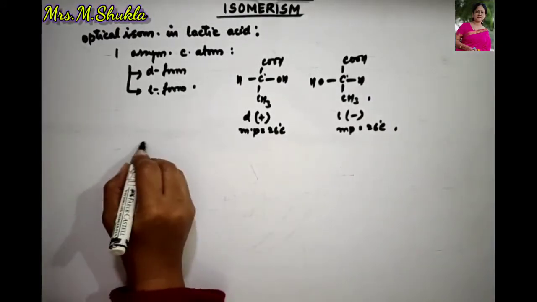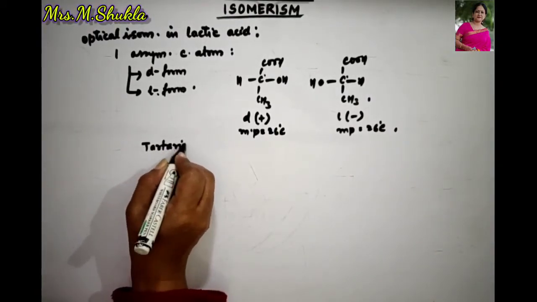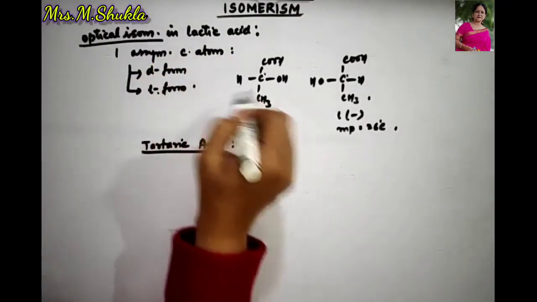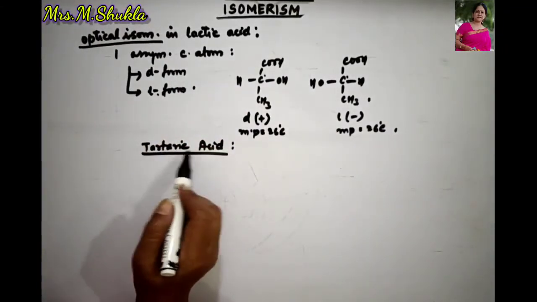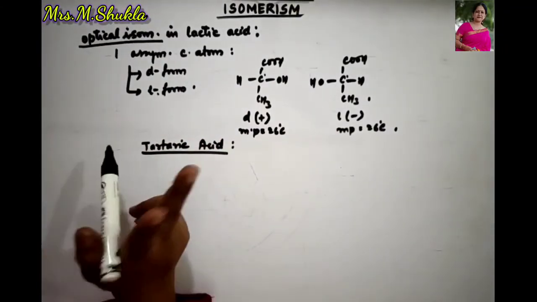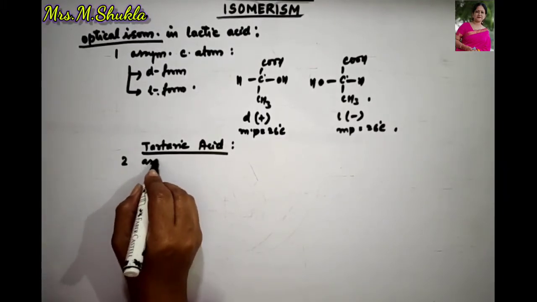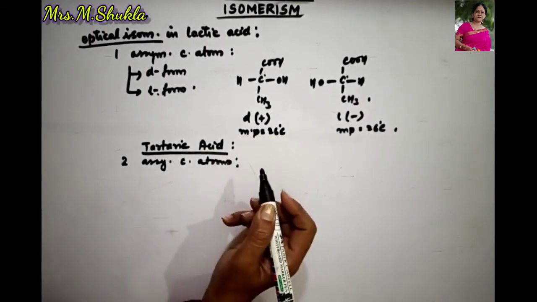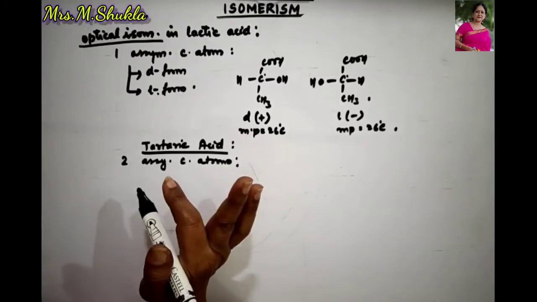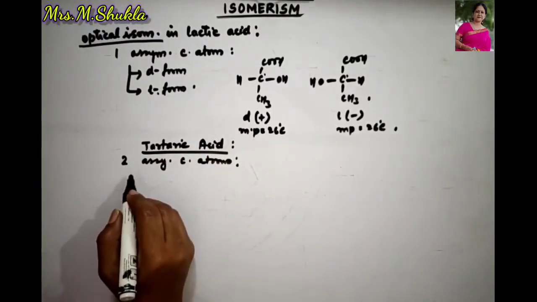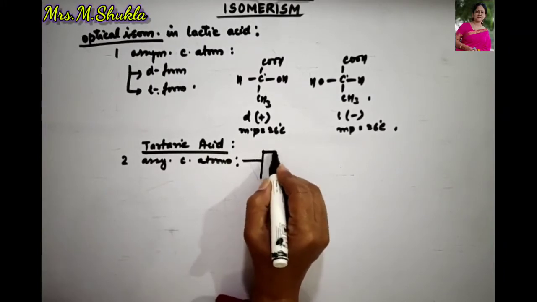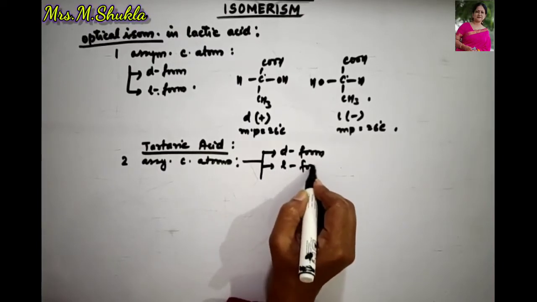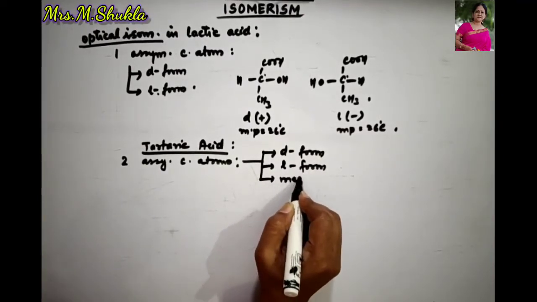Now let's also talk about tartaric acid. The optical isomerism in lactic acid I showed you. Now optical isomerism in tartaric acid. It has two asymmetric carbon atoms, right? So what does it mean? That it exists in three forms. What are those three forms? They are your D form, L form and meso form.